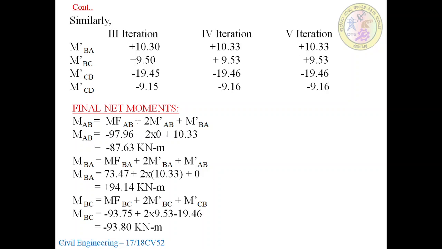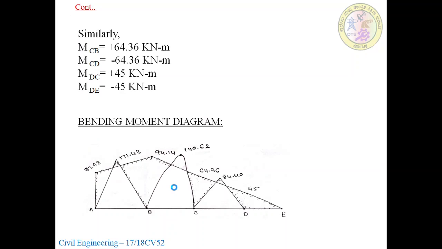So fifth iteration, then final net moments, MAB is equal to MFAB plus 2M dash AB plus M dash BA. So this will be the standard equations where we have to calculate the final moments. 87.63, 94.14, see here, so 94.14 and here 93.80 based on some decimals. So we have to calculate the values. So similarly MCB, MCD, MDC and MDE, you have to calculate all the values.